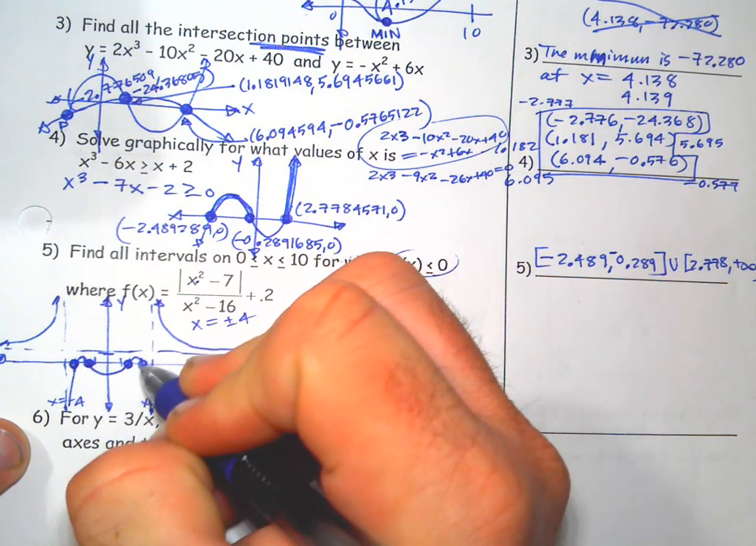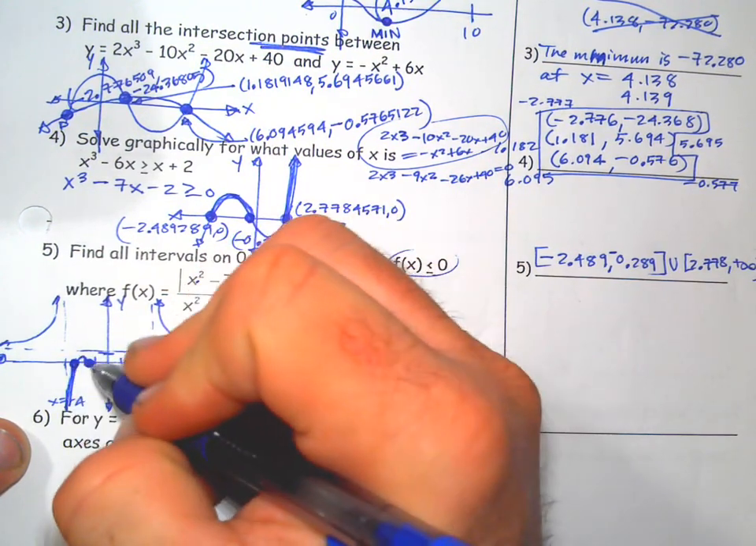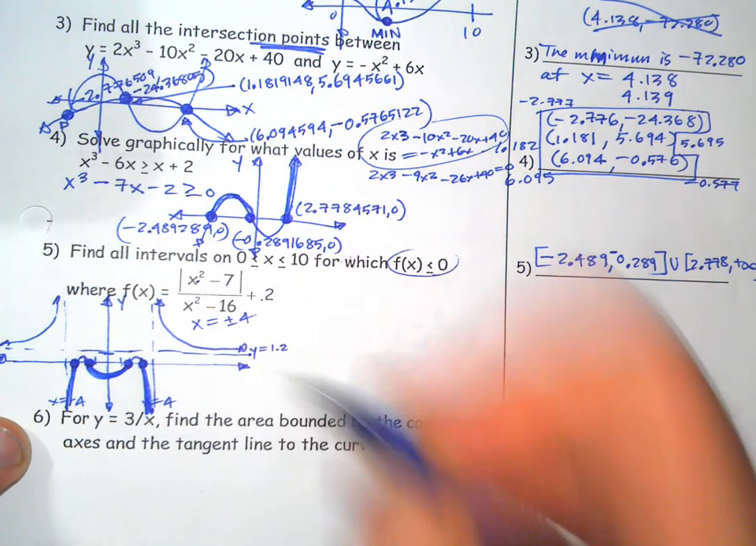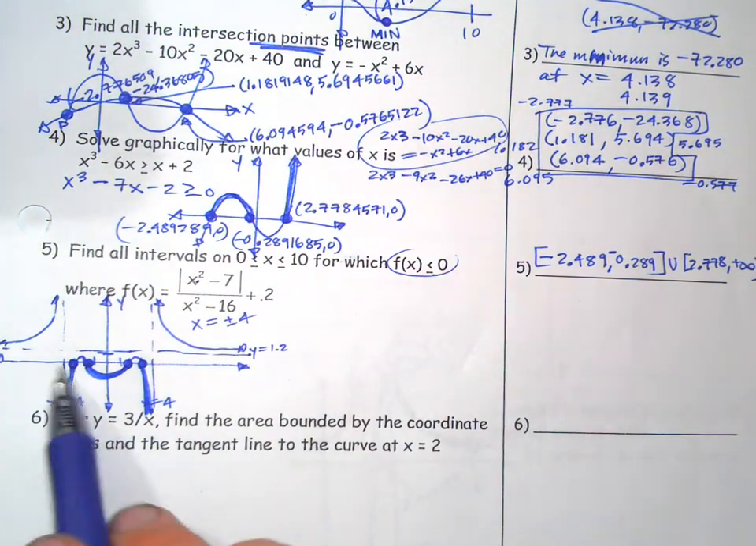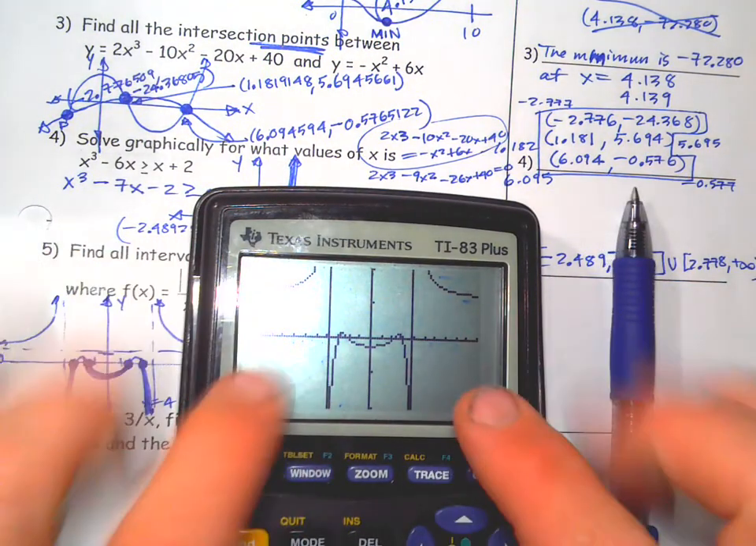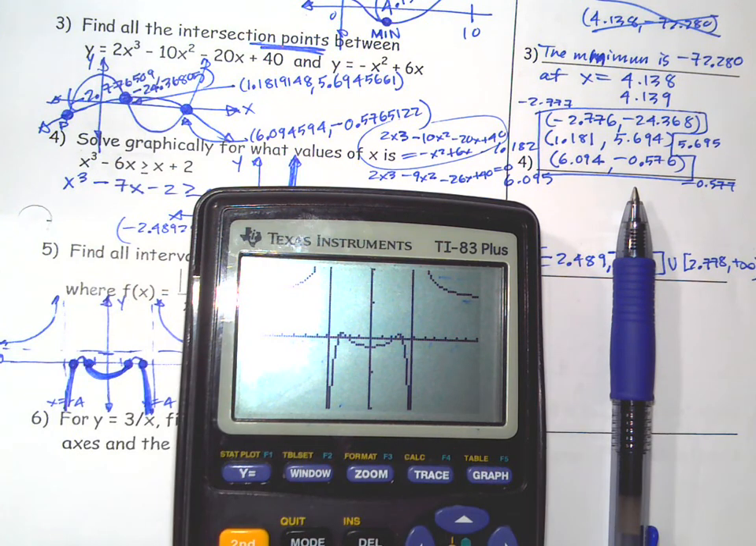Solid dots, less than or equal to 0. So it's got to be this chunk of the graph, this chunk of the graph, and this chunk of the graph. We've got to figure out what these x-intercepts are. Now, it might be good to have a closer view of them, because you're trying to pick the left and right bounds and they're really close to each other. This can make it harder.